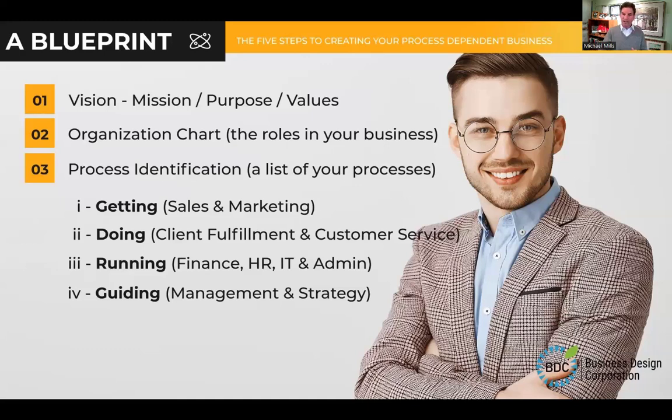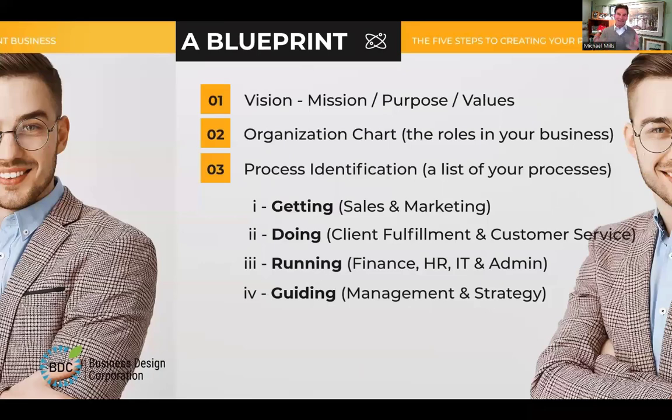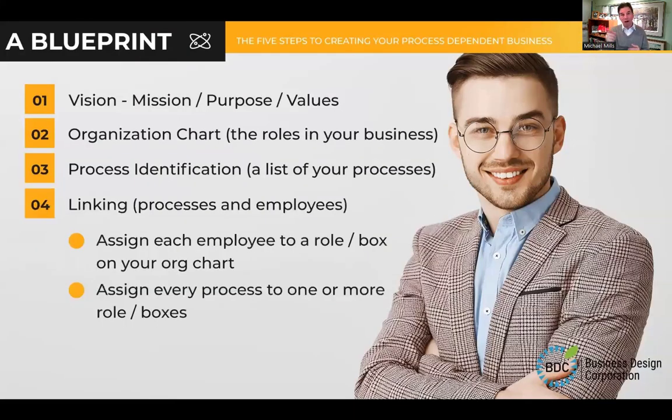So after process identification, you basically link those processes to those boxes on your org chart, those roles, which help you define the skill sets and the responsibilities of anybody hired for that role. So every process gets assigned to 1 or more roles on your organization chart.